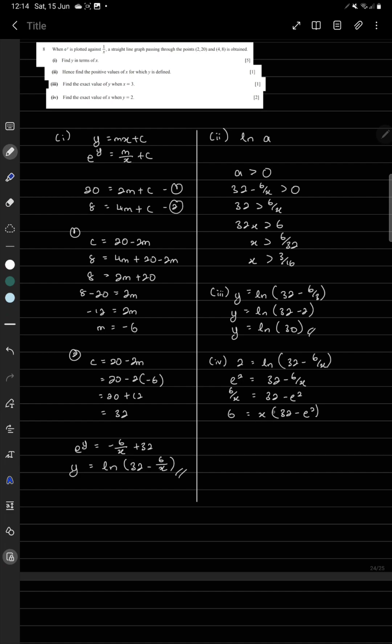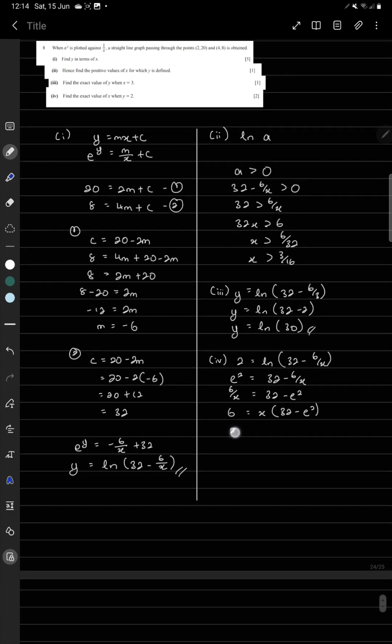Now I want to make x the subject, so I don't need this bracket. I'm going to bring it to the other side, but at the same time I'm going to switch these two. Making x the subject, we have x equals 6 over (32 minus e squared), and that will be your final answer.